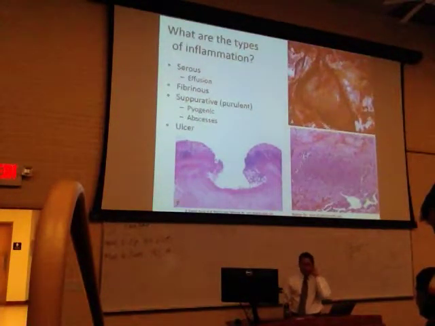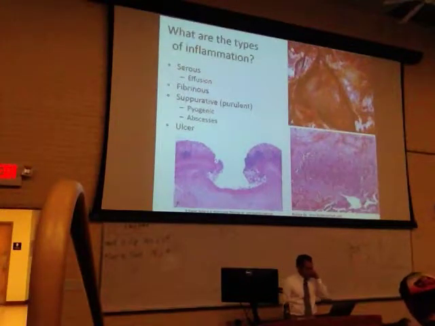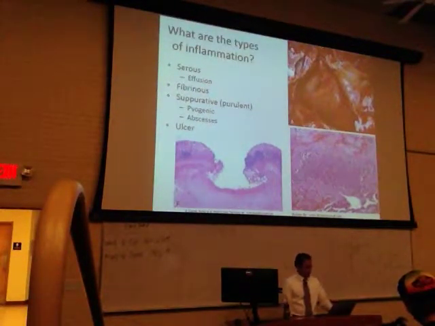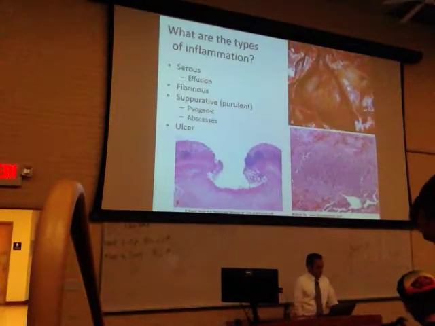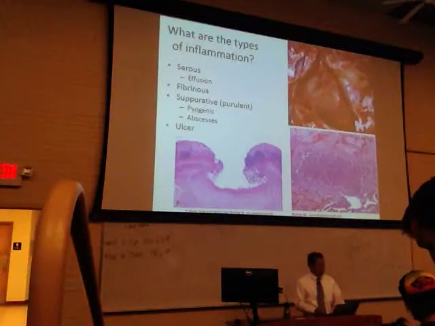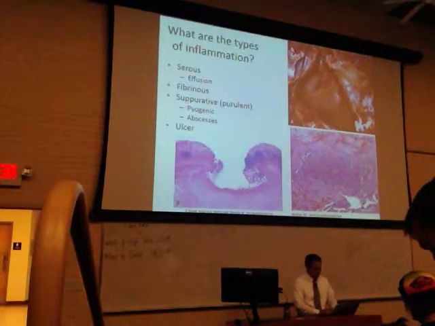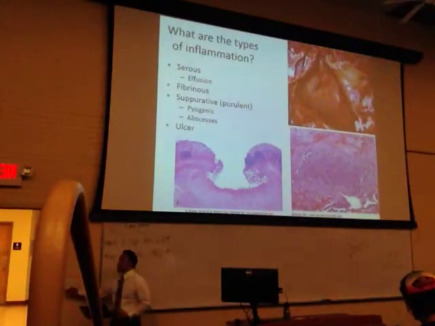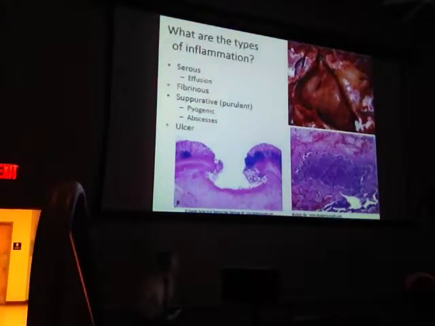The last one are ulcers. And ulcers are usually an erosion of a tissue surface. It's either a tissue or an organ surface, and there's a lot of shedding of necrotic cells that takes place. So if we look at these pictures on the bottom, I'm going to dim the lights a little bit so you can see them a little bit more clearly.